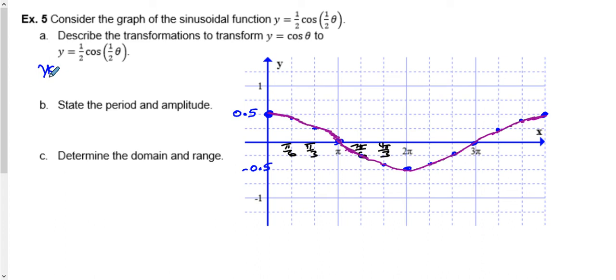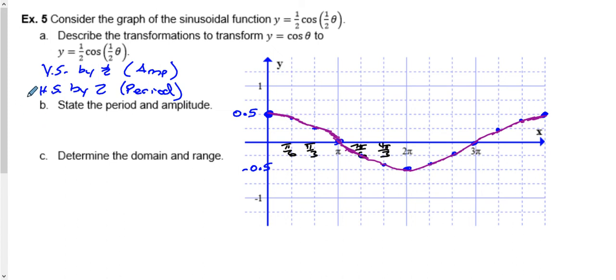Vertical stretch. And that's by a factor of 1/2. So let me rewrite that, I ran out of space. So this is a vertical stretch by 1/2, and we have a horizontal stretch by 2, because we're going to reciprocate that there. And again, of course, our vertical stretch is our amplitude, and our horizontal stretch is going to help us with the period. So state your period and amplitude.